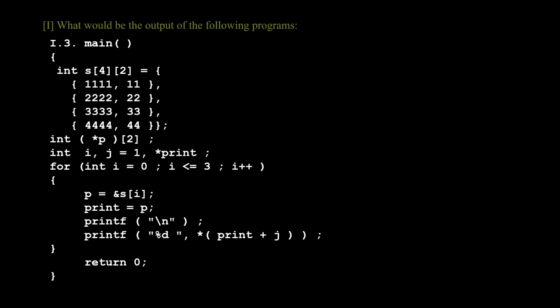So in this for loop we are looping from 0 to 3 and p is assigned s of I which will be row 0 and then they are printing print plus j. So take 10 seconds time. You may pause it if required. Let us see the answer.